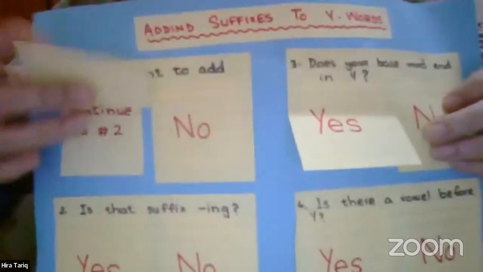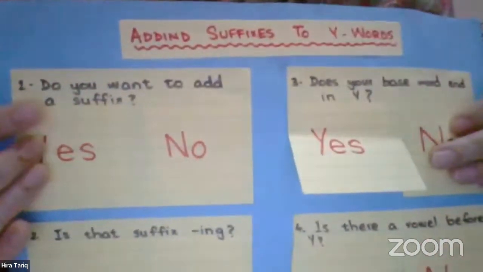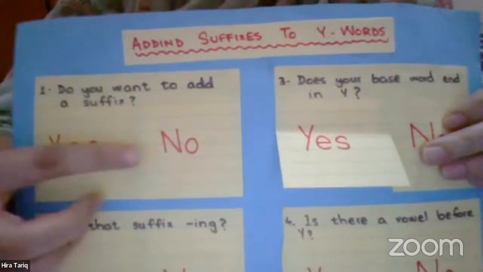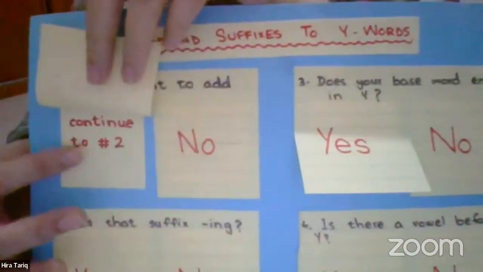So adding suffixes to Y words. Look at this, like this. Okay? These are some sticky notes that I pasted like this. Okay? And on the sticky notes, I have written something. Do you want to add a suffix? Yes or no? Yes, we want to add a suffix. Open it. It's a flow chart kind of thing. Okay? This is a game kind of thing.